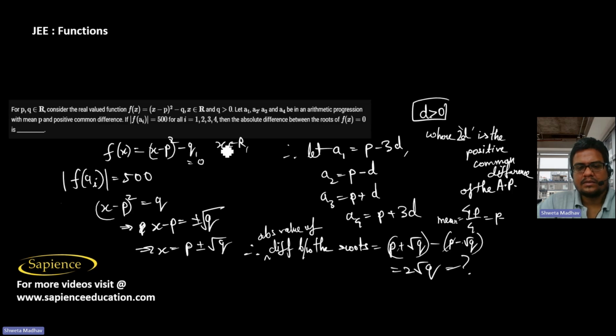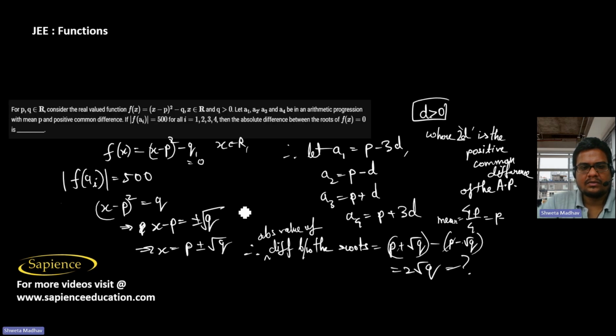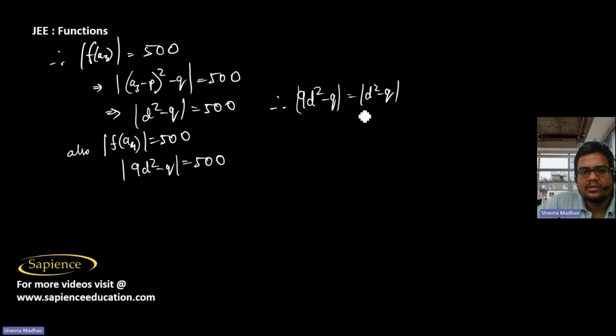And also if we take mod of f of a4, that will also be equal to 500. So f of a4 will be equal to 3d whole square minus q, that is 9d square minus q. So this will be mod of 9d square minus q equal to 500. Therefore, mod of 9d square minus q is equal to mod of d square minus q.